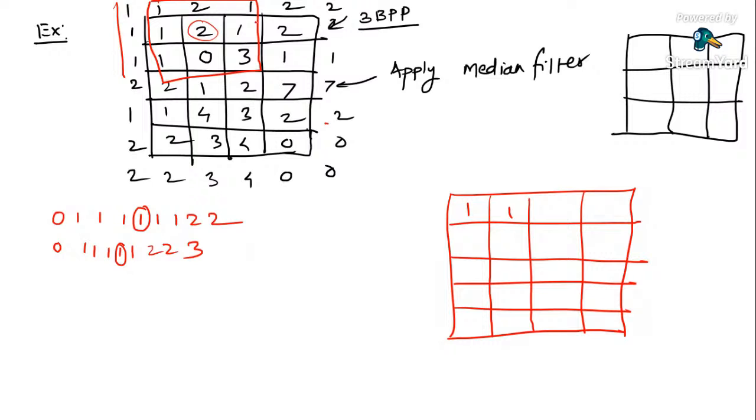Then again it will move towards the next one, this one. So if you arrange that, 0, 1, 1, 1. Then there are 2 3s, 2, 2, 2, and then 3, which is the middle value, 2. So the answer is 2.